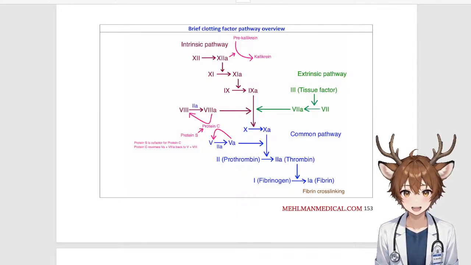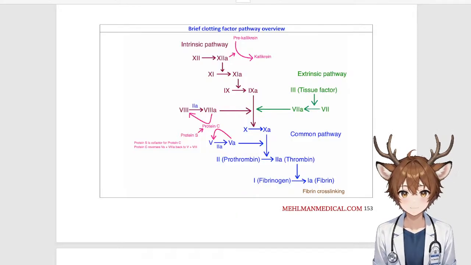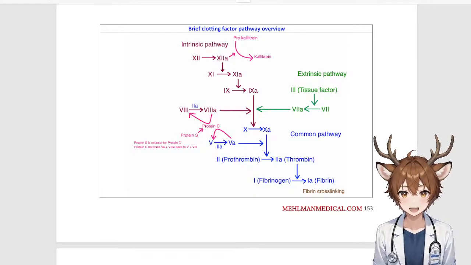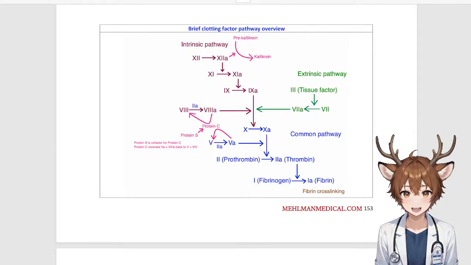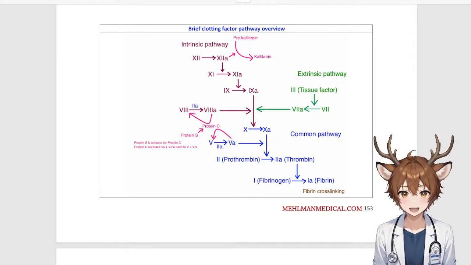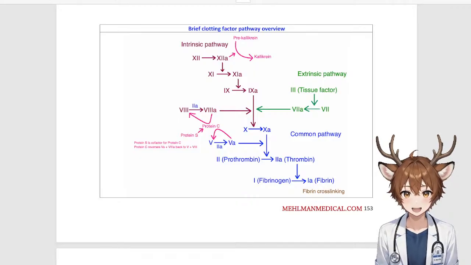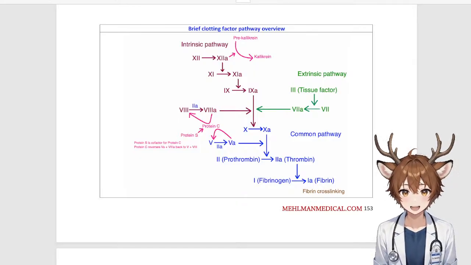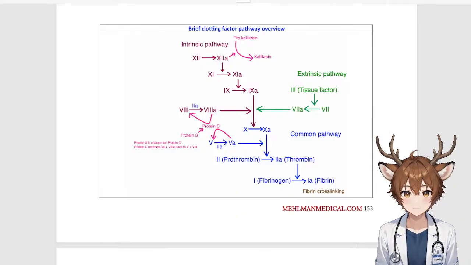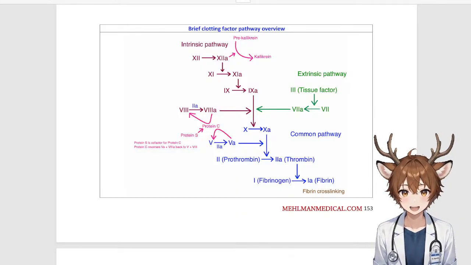So both of them convert factor 10 into factor 10A. Basically, in the case of intrinsic, 9A converts 10 to 10A, and in the extrinsic, 7A converts 10 to 10A, and the 10A helps convert 2 to 2A. So that's a little bit more understandable to me. The other diagram is a little bit more confusing, because they're implying that somehow 7A interacts with 9A when it really doesn't.